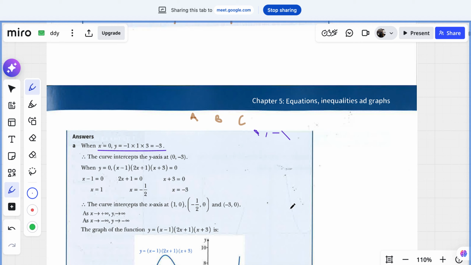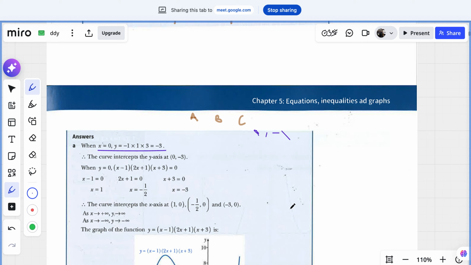Now remember we got the first point. The first point on the y-axis we got when x was 0. We got 0 and negative 3, right? And we have identified that first point when x is 0. We identify this point.